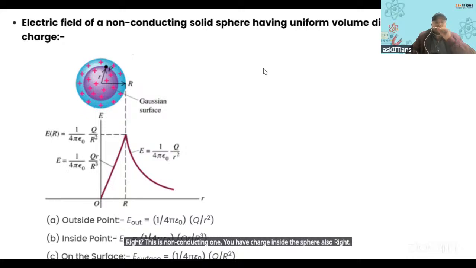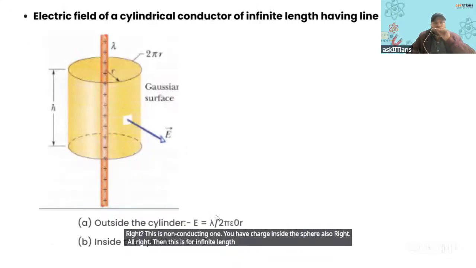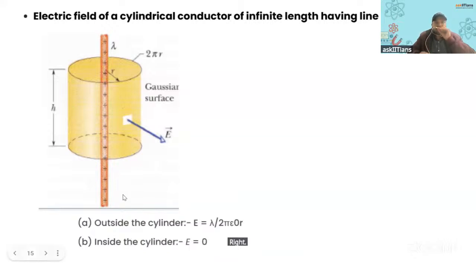All right. Then this is for infinite length. This formula you might be knowing, lambda by 2 pi epsilon naught r, right? This is for an infinite length. This diagram only you will draw. This is from NCERT only, right?